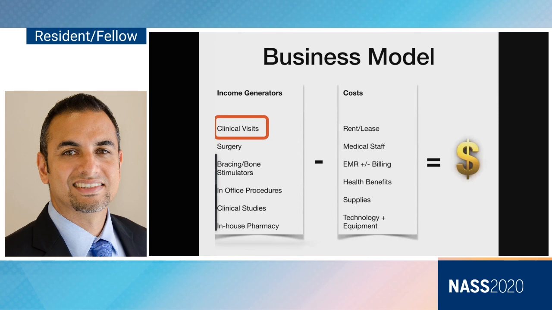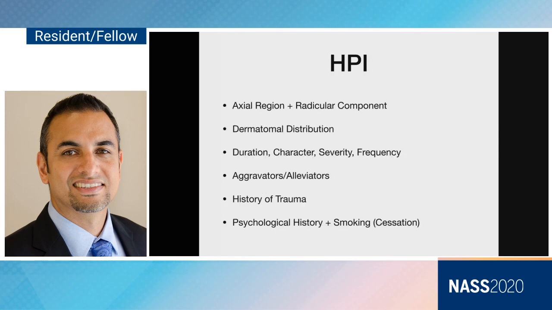This is a slide that I borrowed from another talk I gave about community positions, in particular in private practice, and understanding the business model. Remember that seeing patients in clinic and billing for these visits is an important part of your income generation. In turn, this is what leads to the ability to do surgery. So it plays a significant role there.